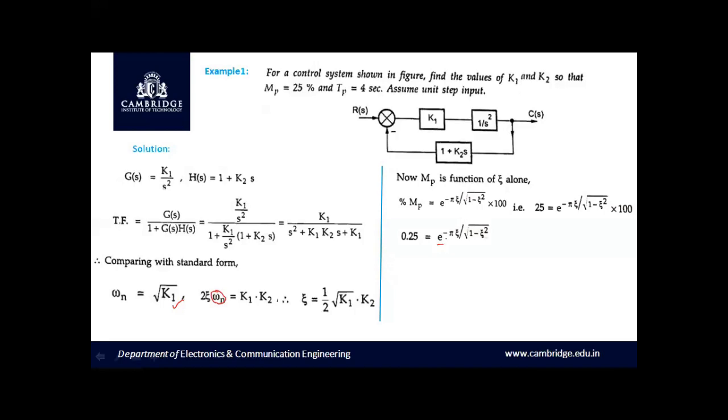As we have e to the power of minus pi zeta, let us take logarithm on both sides. So we get the expression as ln of 0.25, which is equal to minus pi zeta divided by square root of 1 minus zeta square.